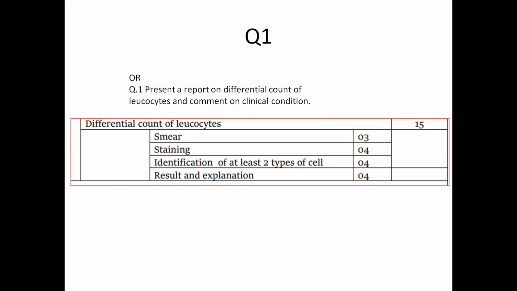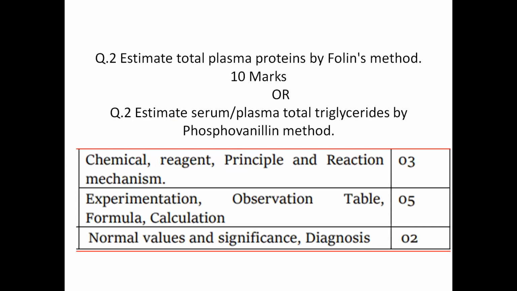For that you will have 3 marks, staining 4 marks, identification of at least 2 types of cell 4 marks, and marks for result and explanation. So basically they will ask the viva on it.